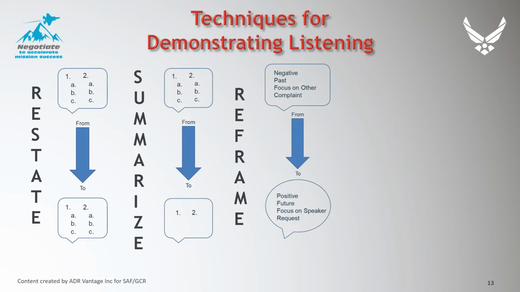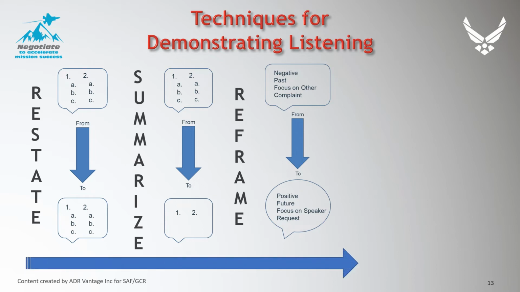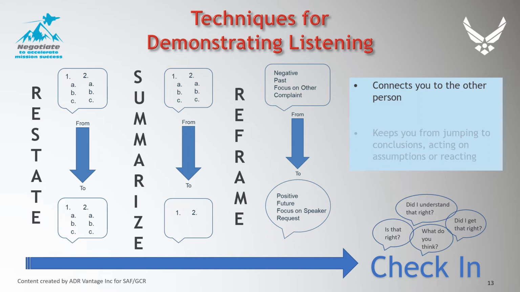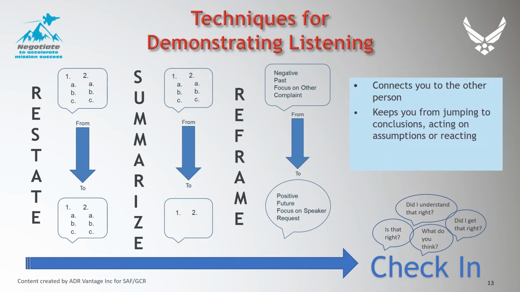One of the things that makes restatement, summarizing, and reframing work is a little check-in question at the end. You can always ask, is that right? Did I understand that right? Did I get that right? What do you think? That little question connects you to the person you're talking to, keeps you from jumping to conclusions, making assumptions, or reacting in other ways that may have to be undone later. And it gives you the green light to move on either straight ahead or to steer in a different direction.